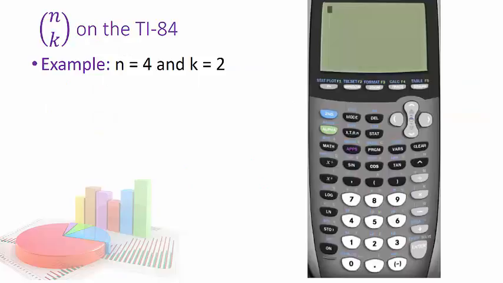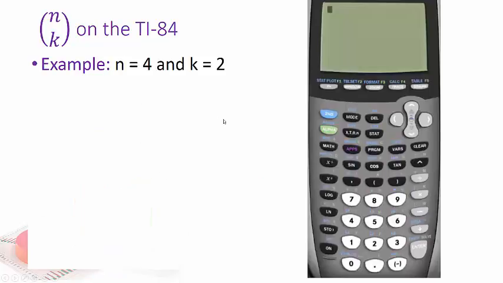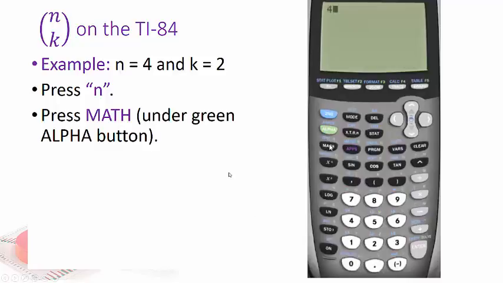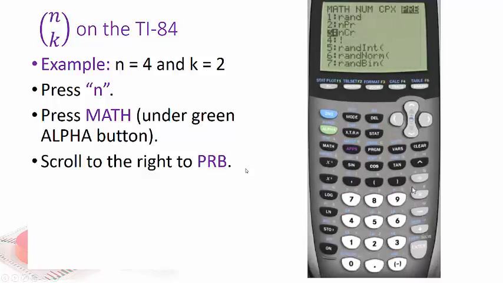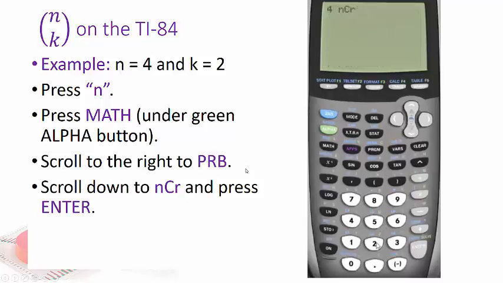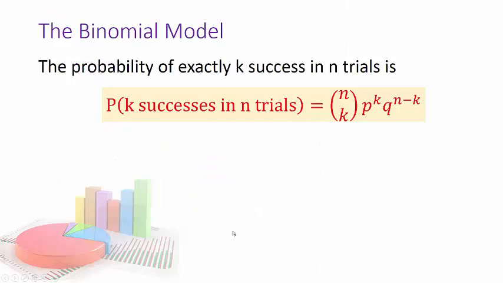Let's say we're still using the same example, n is 4 and k is 2. You want to press n, so you put that number first. So I'm going to press 4, and then I press math, which is right there under the green button, and I scroll over to PRB, and then scroll down to nCr and press enter, and then put k and press enter. What that shows me is I also get 6 here. So this is a nice, easy way to do the number of combinations.